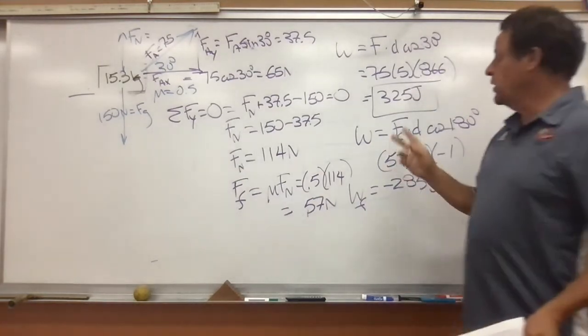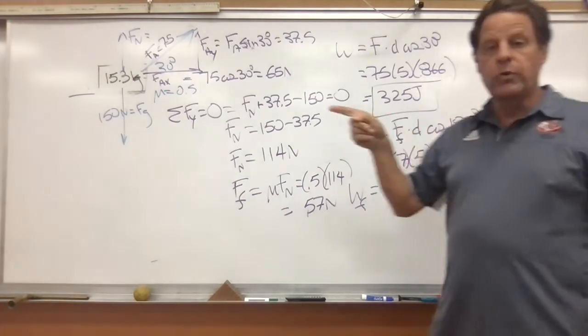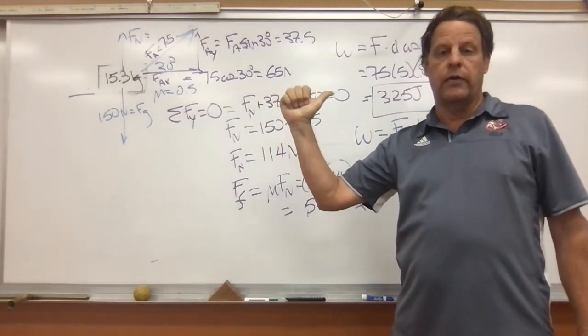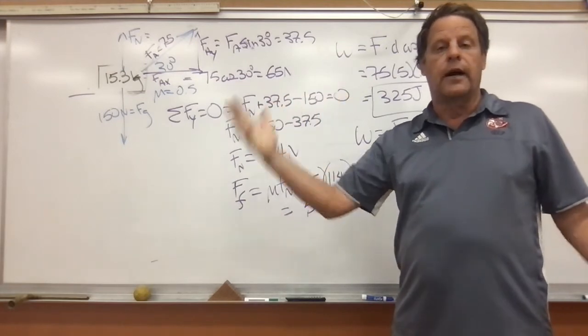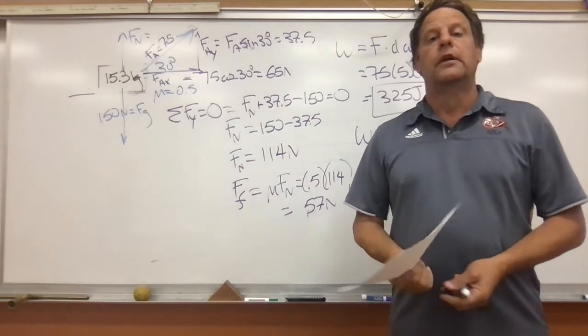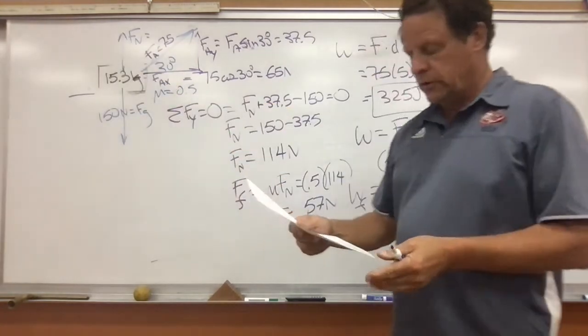Now, again, you can just not think about this cosine of 180, and you know that the force of friction is going this way, and the distance is going that way, and you can just realize that it's going to have a negative amount of work because those force and displacement are in the opposite directions.